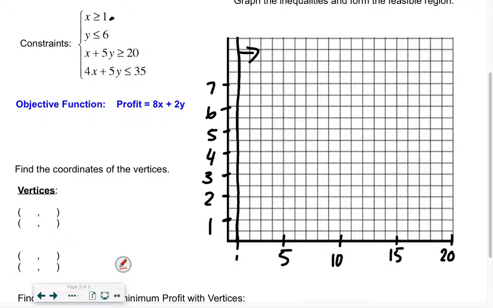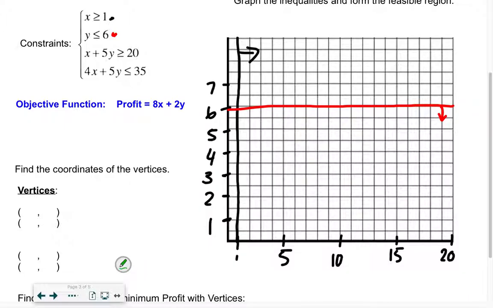Y is less than or equal to 6. We'll make that red. So at 6, I got a red line. And am I shading above or below? Below. How are we doing so far? Good? Okay. Alright, we're going to do vertices here.